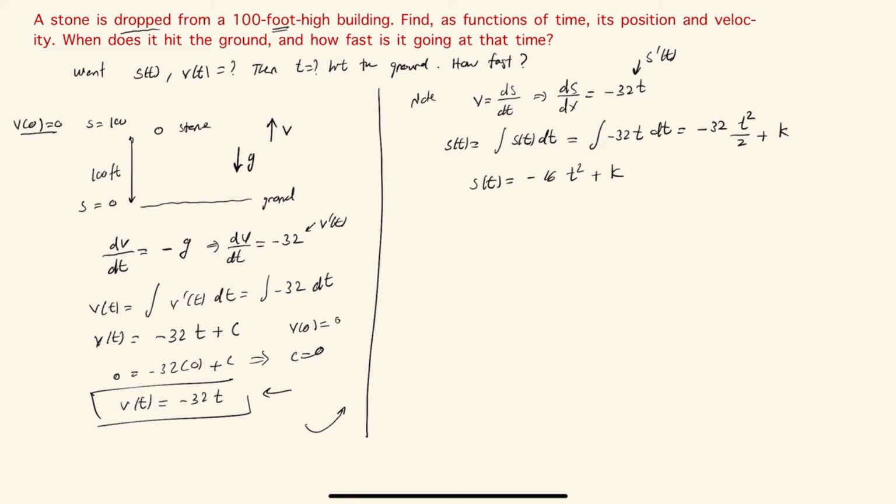Here, to solve for k, I'm going to use the initial condition for the position. Since at t equal to 0, the position is 100 feet from the ground, I'm going to be able to solve for k equal to 100. Therefore, the position as a function of time is going to be equal to minus 16t squared plus 100.